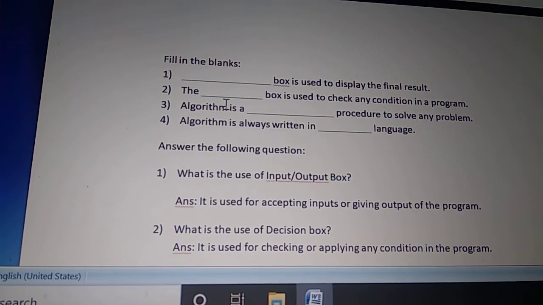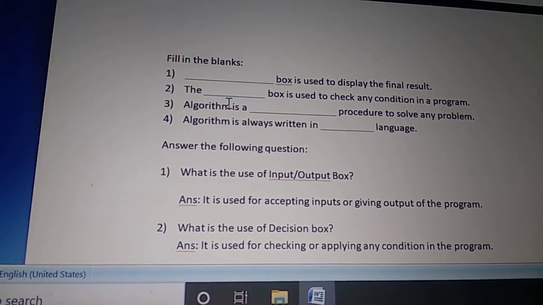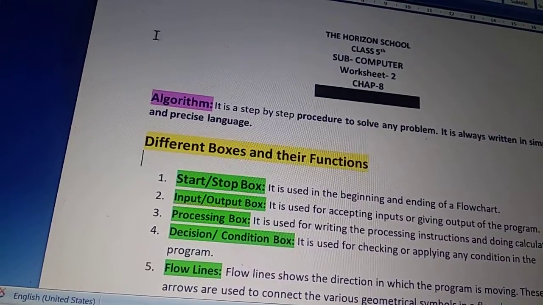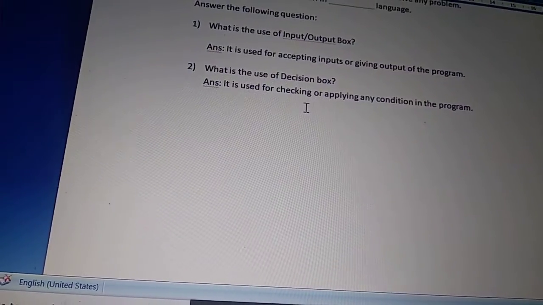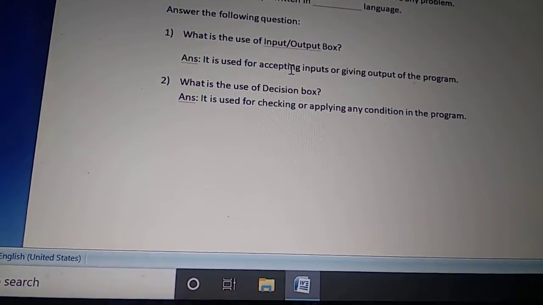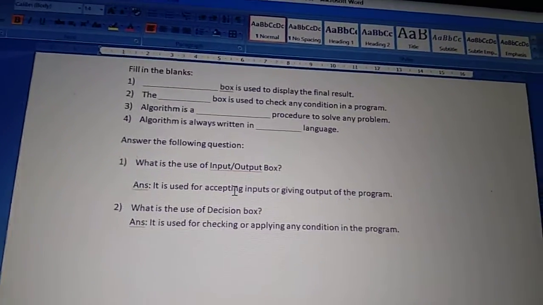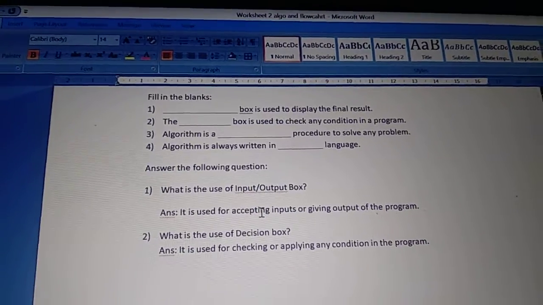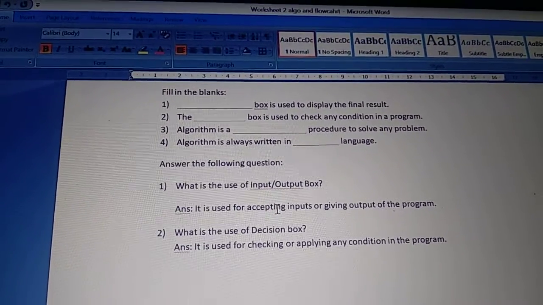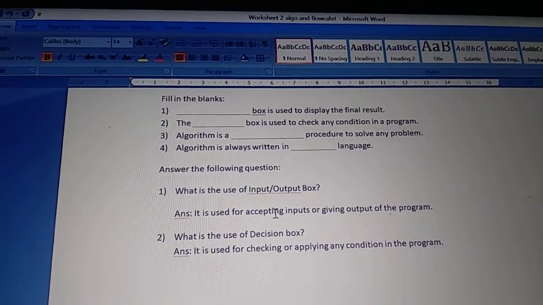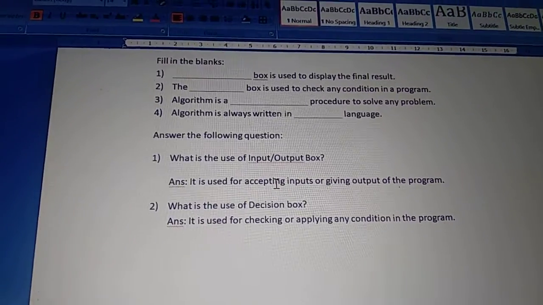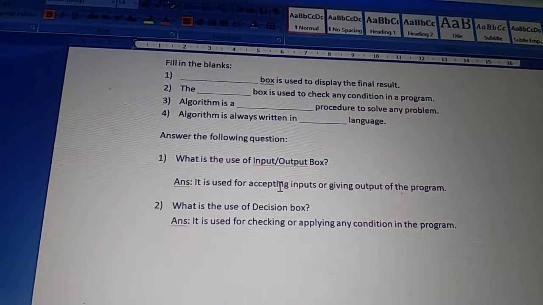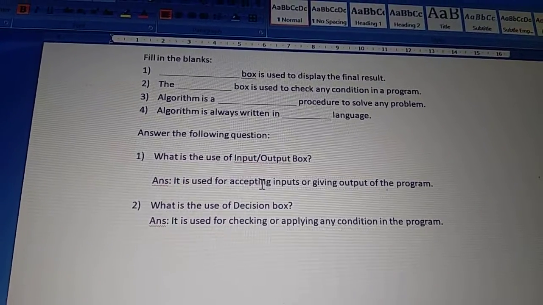Now third is, the algorithm is a dash procedure to solve any problem. The algorithm is a step-by-step procedure. It is already written in this: it is a step-by-step procedure to solve any problem. Next is, algorithm is always written in which language? Simple language. Now next is, what is the use of input output box? Answer is it is used for accepting inputs or giving output of a program. Next is, what is the use of decision box? It is used for checking or applying any condition in the program.